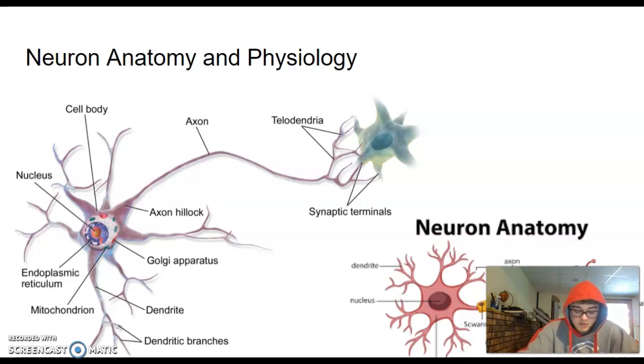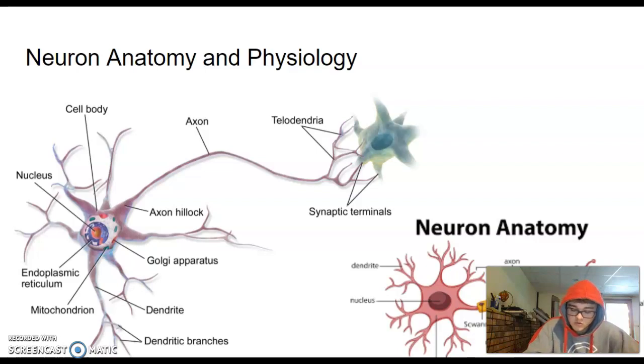Axons send impulses, and that is how they send signals. So by sending impulses, that is how they're able to communicate and send signals. And axons are also long. They're a lot longer than dendrites.